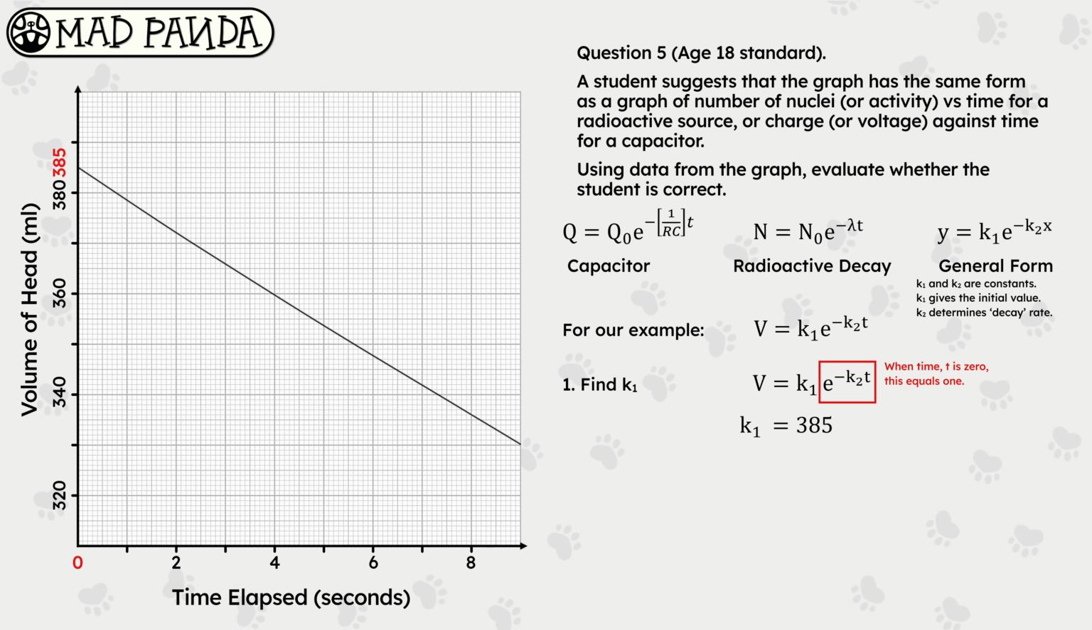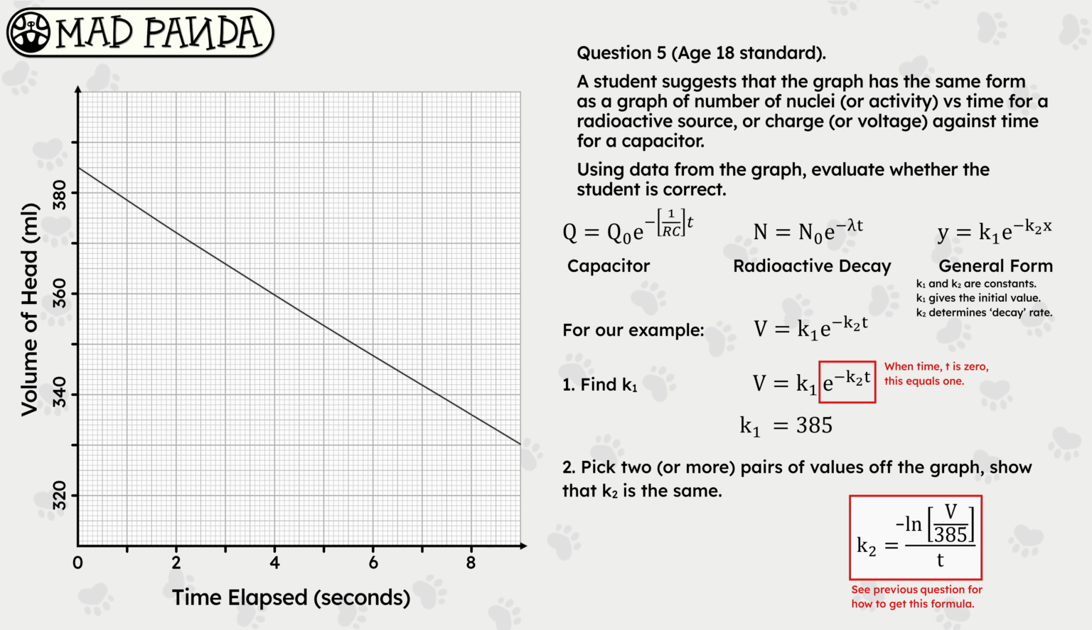Now we've got K1, we just need to do much as we did for the previous question. We need to pick off two pairs of values, one from the left-hand side of the graph and one from the right-hand side of the graph. Work out K2 for each, and if the numbers come out to be the same, then we've shown that this is an exponential decay function analogous to a discharging capacitor or the radioactive decay of a source.